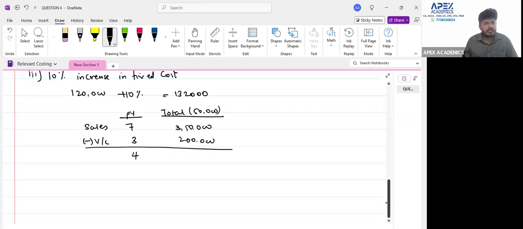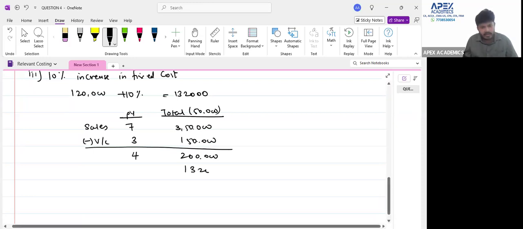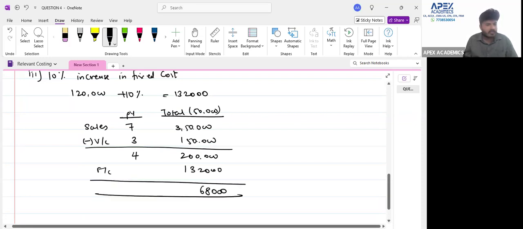It is 1,50,000 variable cost. 1,50,000. That's the mistake over here. So 50, yes, correct. 1,50,000. Sorry for that. So this will be how much? 2 lakhs. What will I subtract from this? 1,32,000 fixed cost. What will I be left with? 68,000 profit.